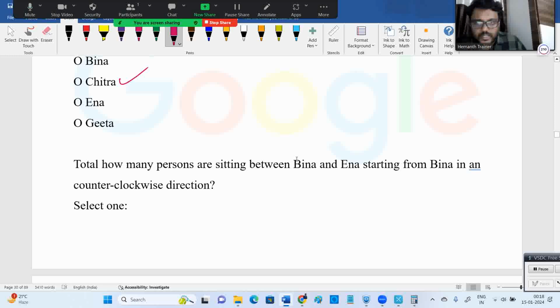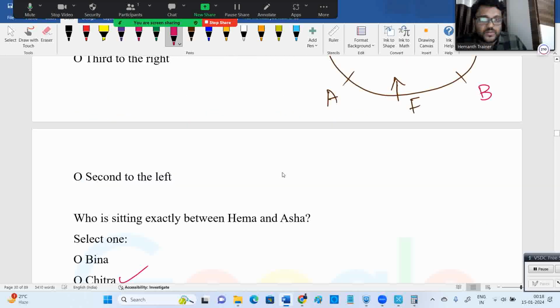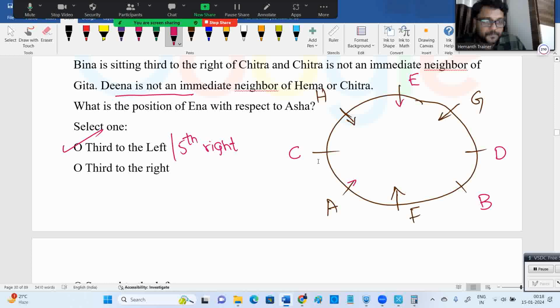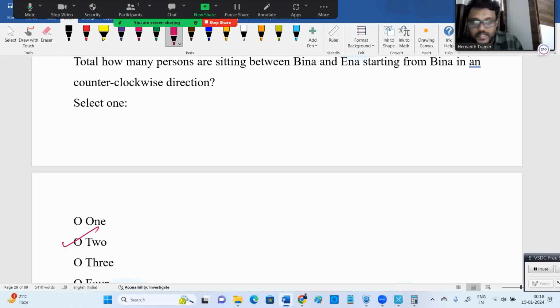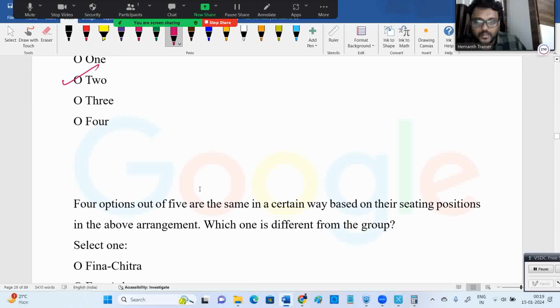The other question, Beena and Ina, counterclockwise means anti-clockwise. From Beena, going anti-clockwise, how many people between Beena and Ina? Anti-clockwise means like this. Between Beena and Ina, two people are there. Counterclockwise and anti-clockwise are the same.